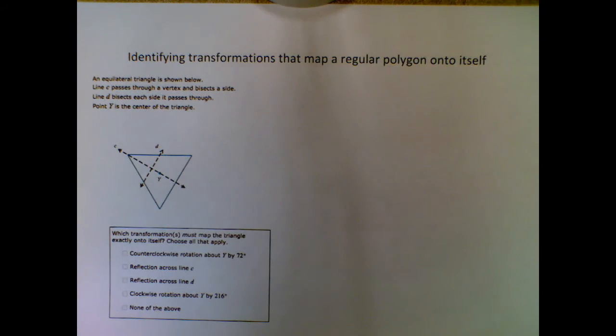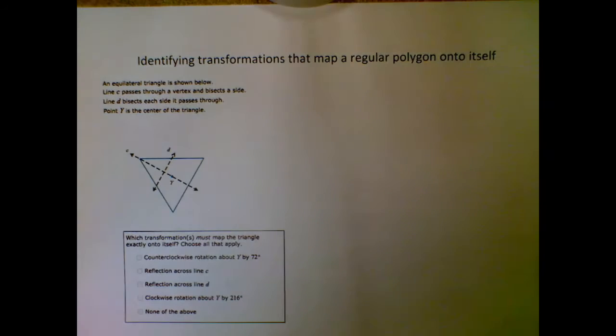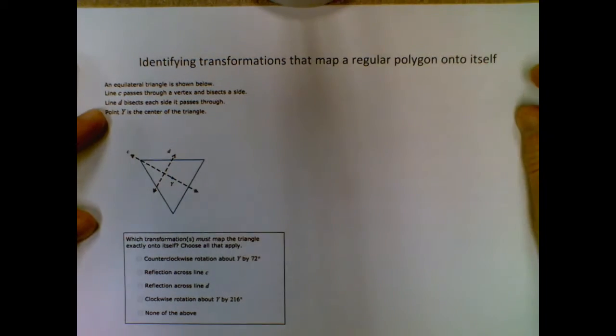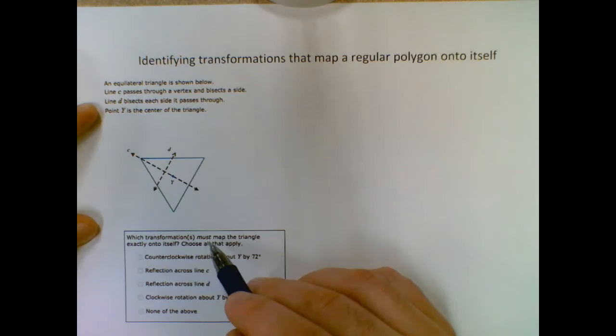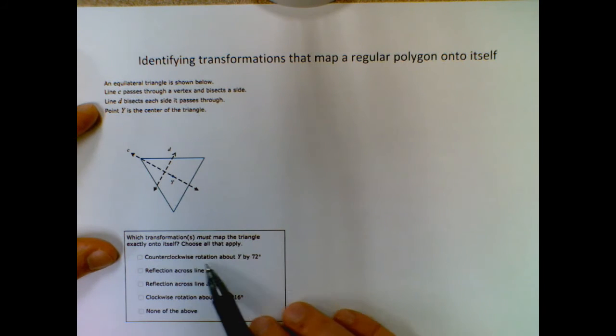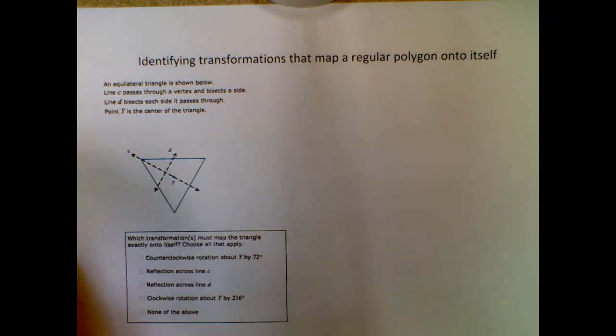Okay, since it's an equilateral triangle, that actually means something, but you may remember that there's actually a bunch of different types of centers of triangles. There's circumcenters, incenters, and all that kind of stuff, but they're all the same for an equilateral triangle, so I'll buy that. All right, so which transformations must map the triangle exactly onto itself? A counterclockwise rotation about Y by 72 degrees. So if I rotate 72 degrees, is that going to work?